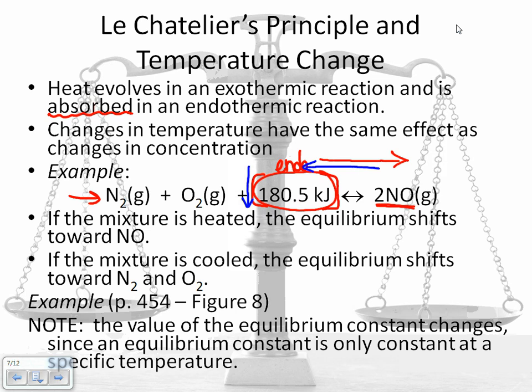Side note, the value of the equilibrium constant, that's your KEQ, will change because an equilibrium constant is only constant at a specific temperature. So if I add heat, I've changed the temperature. If I take away heat, I've changed the temperature. My KEQ value will change. Why? Because of all these shifts that are happening, it's going to change all my final concentrations. And we all know that we need our concentrations of products over our concentrations of reactants to calculate KEQ. So if these concentrations change, obviously my value for KEQ is also going to change.